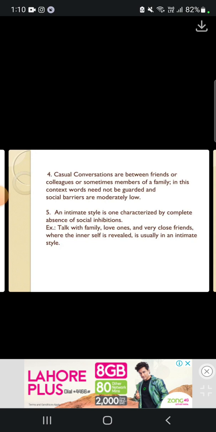Then casual conversations are between friends or colleagues, or sometimes members of a family. In this context, words need not be guarded and social barriers are moderately low. So style is a little relaxed. Then an intimate style is one characterized by complete absence of social inhibitions, in which we don't really care about any rules or any social status or any formality. Like when we talk with our family, our loved ones, our friends, where the inner self is revealed, it is usually in an intimate style.